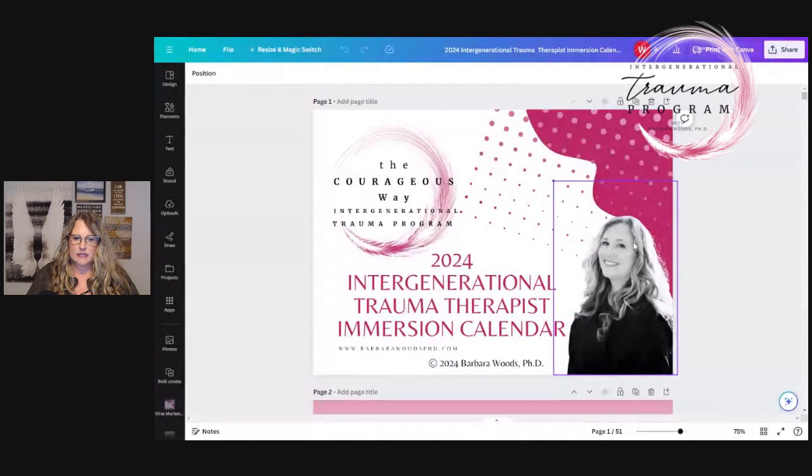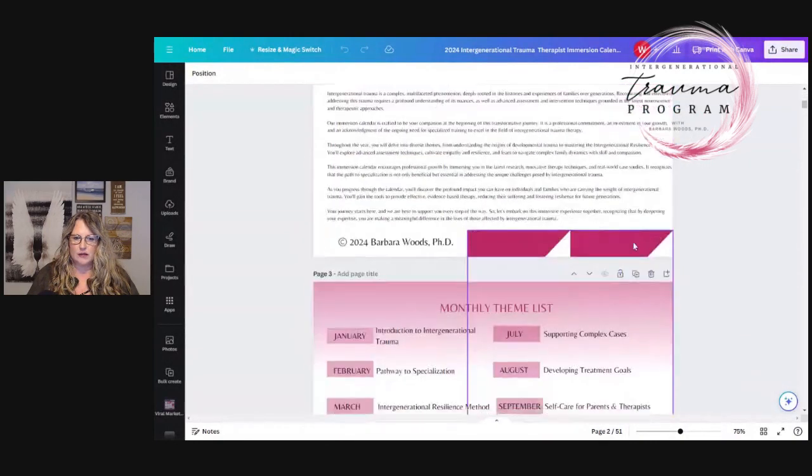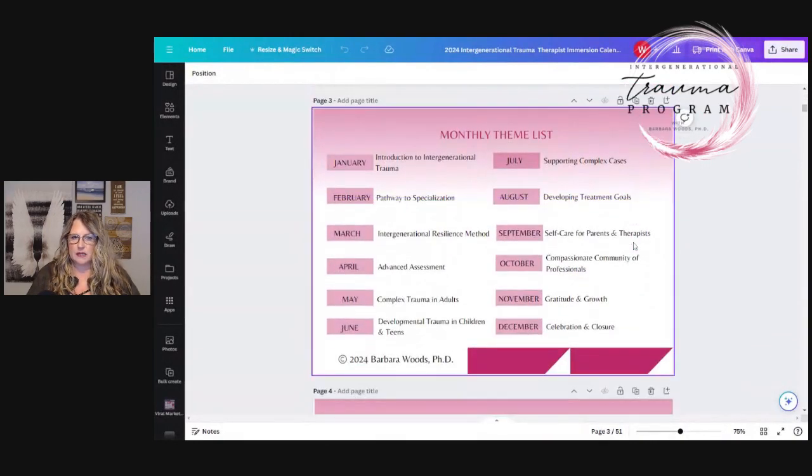So here it is. That's the cover page, a welcome. This is the monthly theme list. There's an introduction to intergenerational trauma. That's where we are right now. So we're just briefly going over various things that are really important to understand when working with intergenerational trauma. Then we get deeper into specialization.